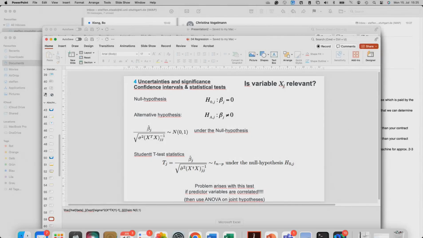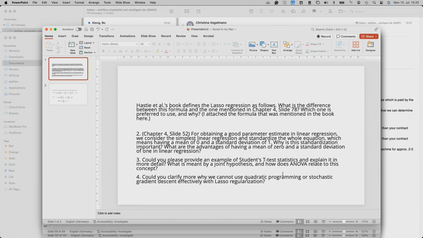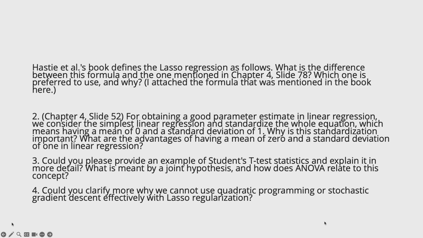This is just a flavor of an explanation, not a full explanation. But hopefully sufficient here. Yeah, and the last question, I cannot say much about that because it asks why we cannot use quadratic programming or stochastic gradient descent with Lasso. We cannot solve with Lasso analytically. We can use gradient descent with Lasso.